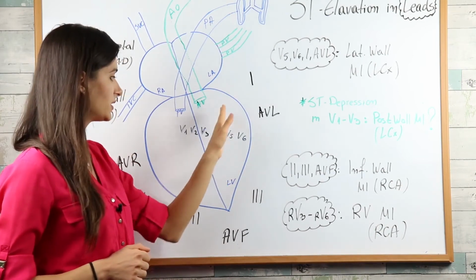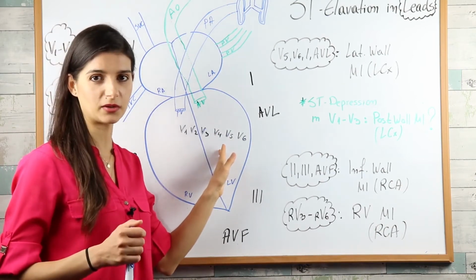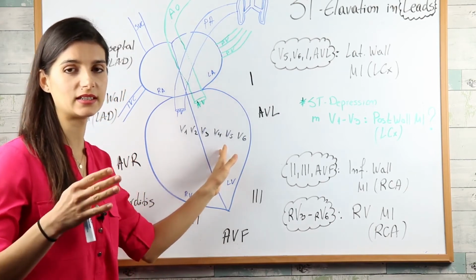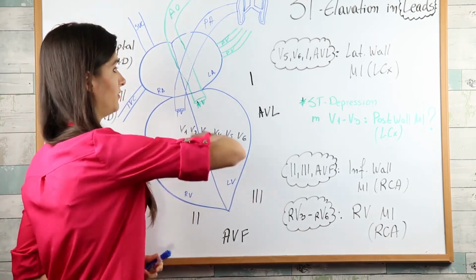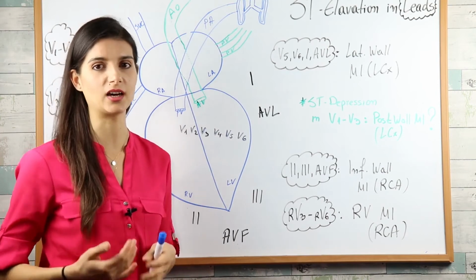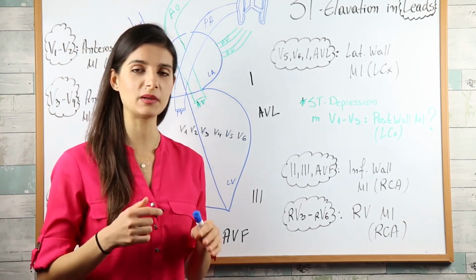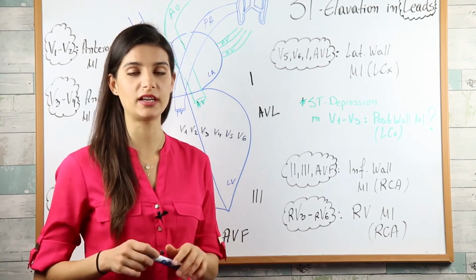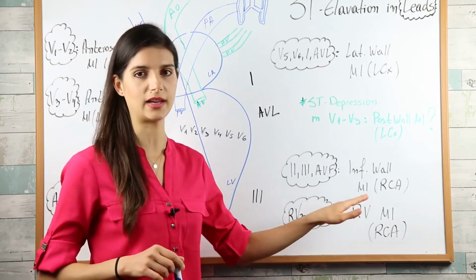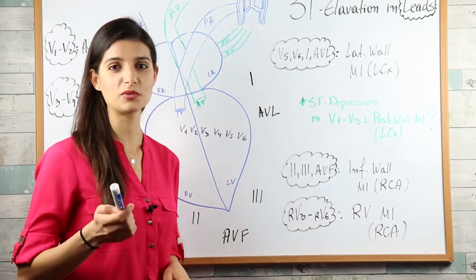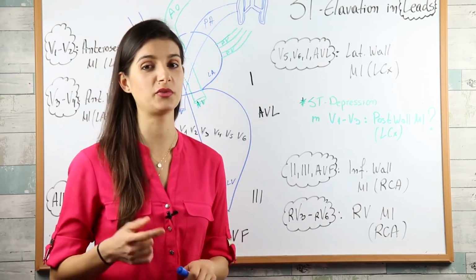Now, by returning more blood to the left ventricle, you're increasing the blood that's going out of the left ventricle, basically increasing the cardiac output. And by doing so, you will improve the systemic blood pressure, which is typically very low in patients with right ventricular MI. You will also improve the perfusion of your heart.